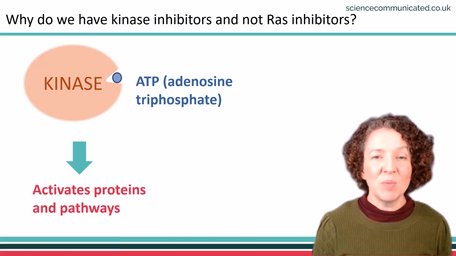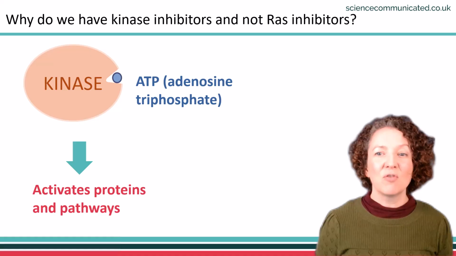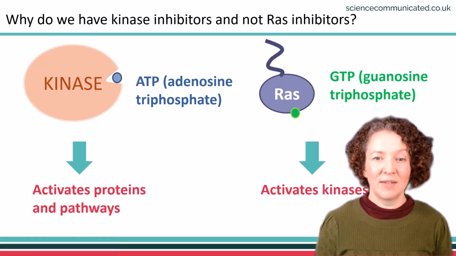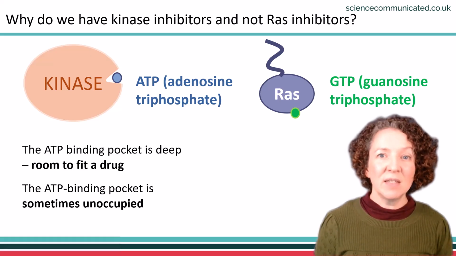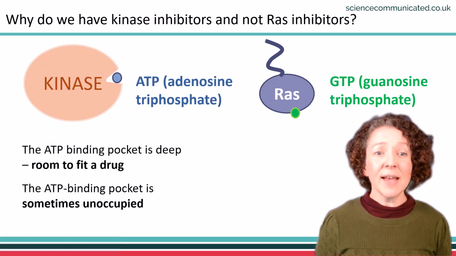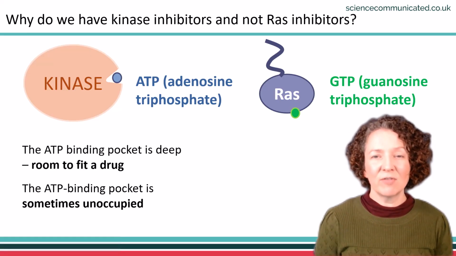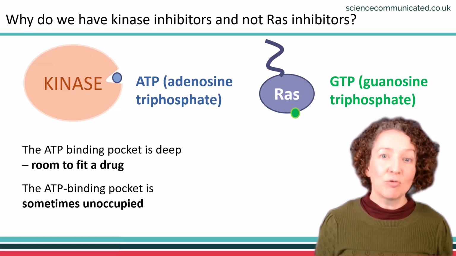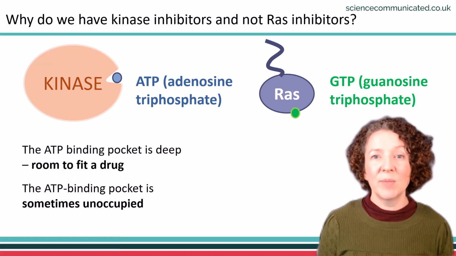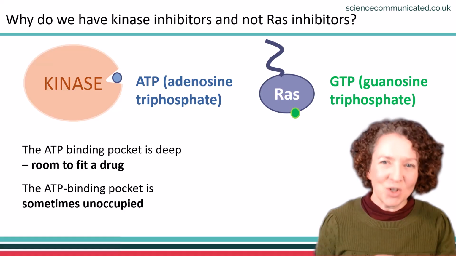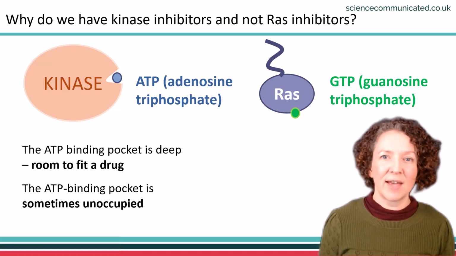Kinases use ATP as their source of phosphate rather than the RAS proteins, which use GTP as their source of phosphate. It has turned out to be much easier to create kinase inhibitors that block kinase enzymes than to create RAS inhibitors. And that's because the kinase enzymes have a really deep groove in their surface where that ATP sits. There's room there to fit a drug, and sometimes ATP drops out and leaves the binding groove empty, and our drug can find its way in instead and block that kinase.